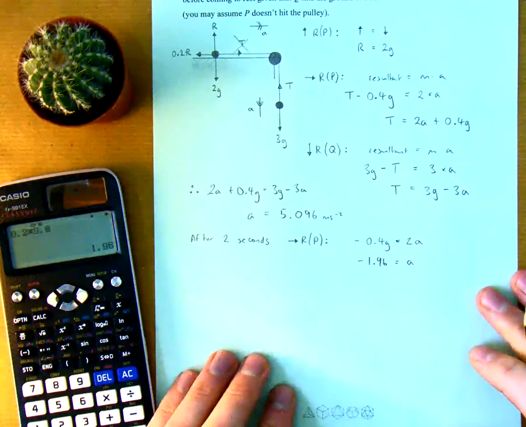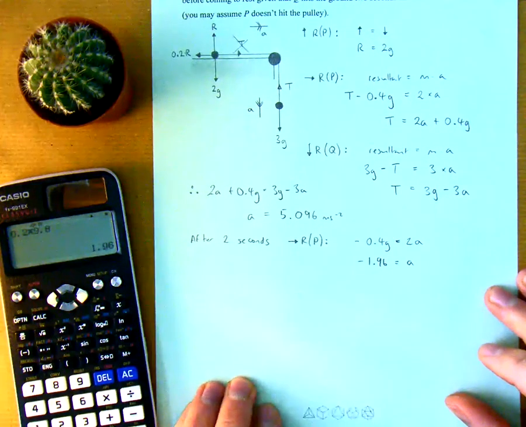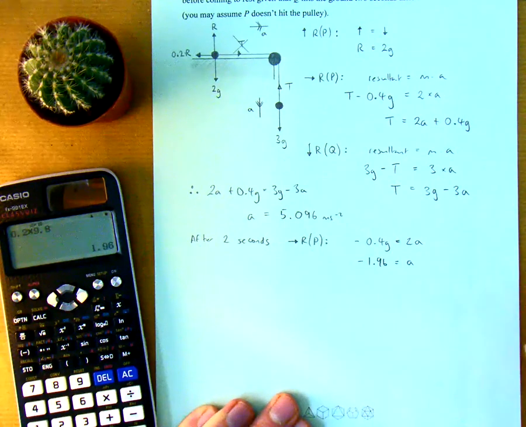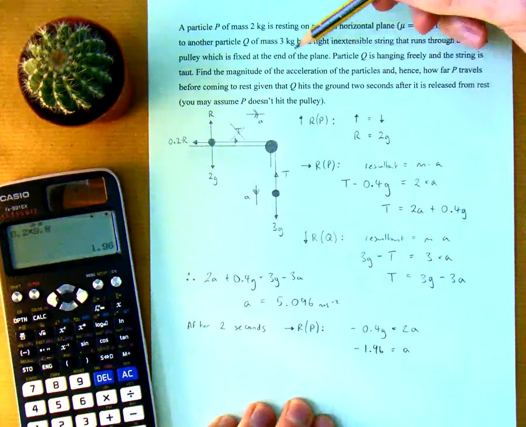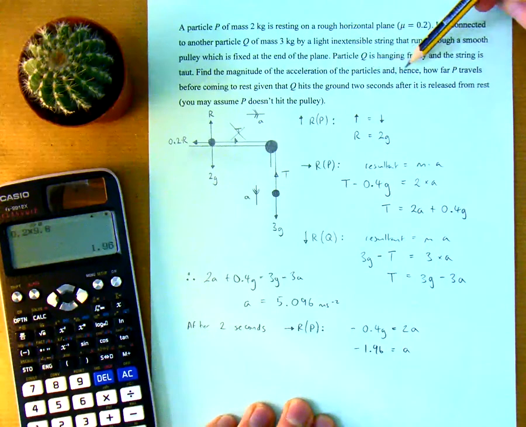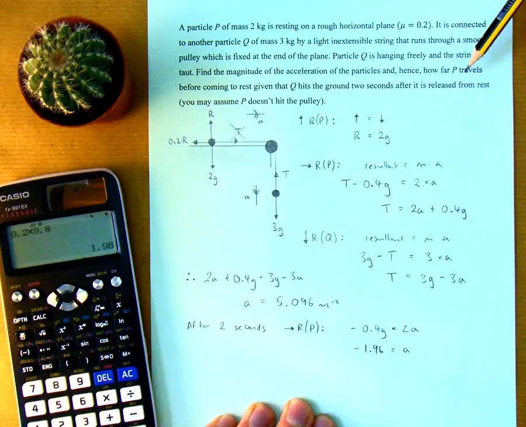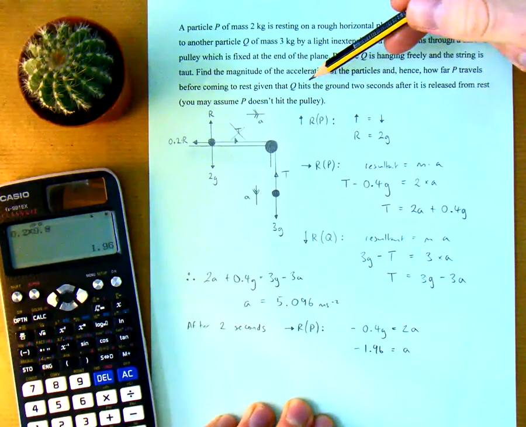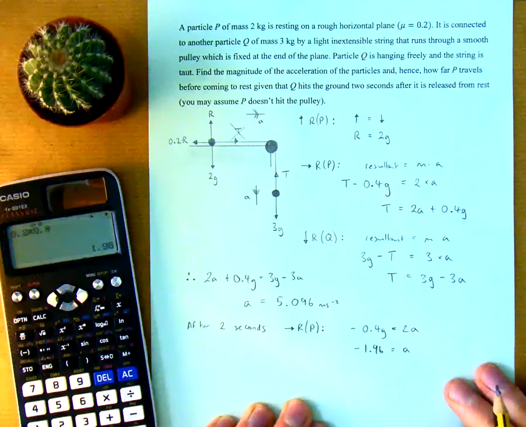Therefore, now we can use SUVAT to work out the speed with which P hits the pulley. Oh, sorry, let's read the question again. Find the acceleration of the particles, and hence how far P travels before coming to rest. So we're trying to find the distance before it comes to rest.